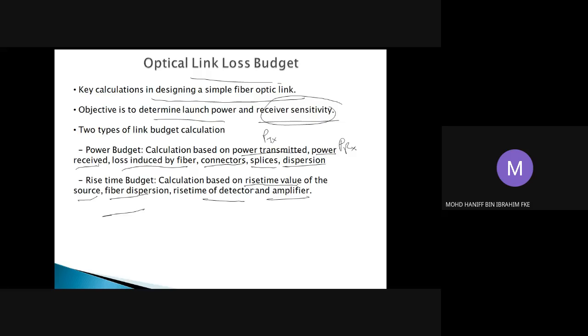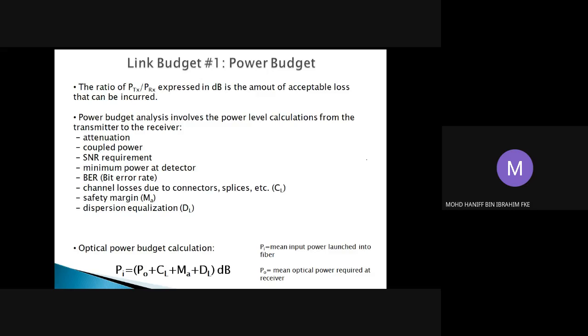So this will be learned later next week, about the second method of link budget, which is the rise time budget analysis. Our concern for today will be the first one, the power budget analysis. Okay, let's proceed with number one, which is the power budget.